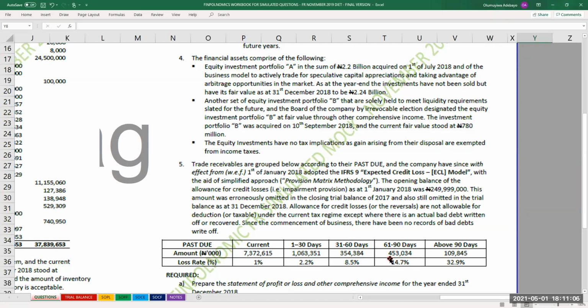The financial assets comprise of the following: equity investment portfolio A, in the sum of 2.2 billion naira, acquired on 1st of July 2018, and of the business model to actively trade for speculative capital appreciation and taking advantage of arbitrage opportunities in the market. As at the year end, the investments have not been sold, but have a fair value as at 31st December 2018 of 2.24 billion.